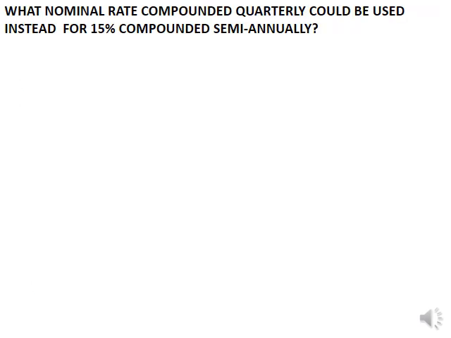What nominal rate compounded quarterly could be used instead for 15% compounded semi-annually? Okay, what does that mean? Meaning we have money which is compounded quarterly.